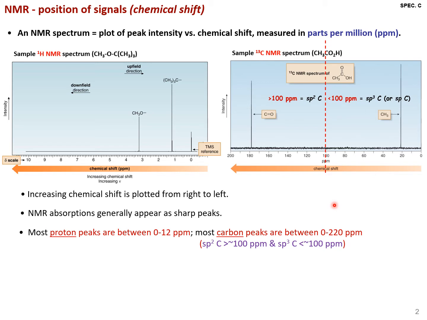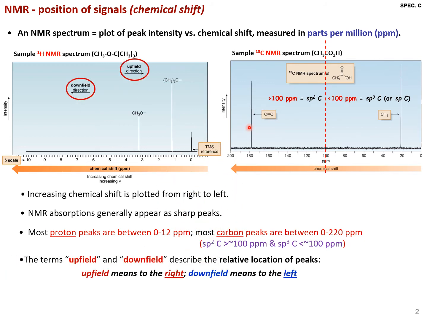Something else that you should keep in mind in carbon NMR is that sp3 hybridized carbons generally appear less than 100 parts per million, and sp2 hybridized carbon peaks will appear greater than 100 parts per million. And you'll notice that carbonyls, C double bond O, will appear the furthest to the left. They'll have the highest values.